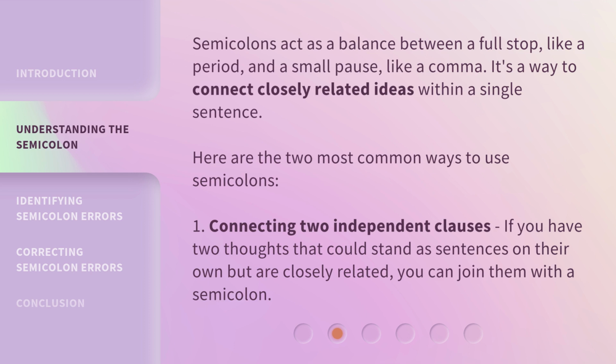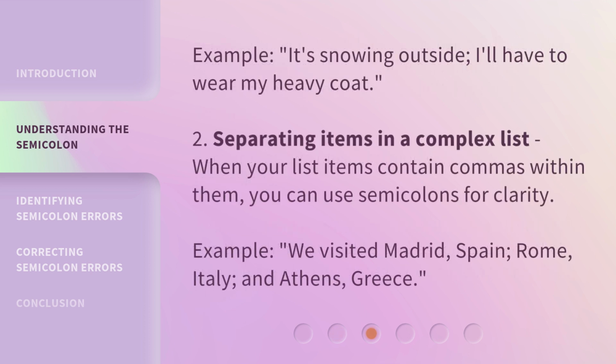1. Connecting two independent clauses. If you have two thoughts that could stand as sentences on their own but are closely related, you can join them with a semicolon. Example: it's snowing outside; I'll have to wear my heavy coat.